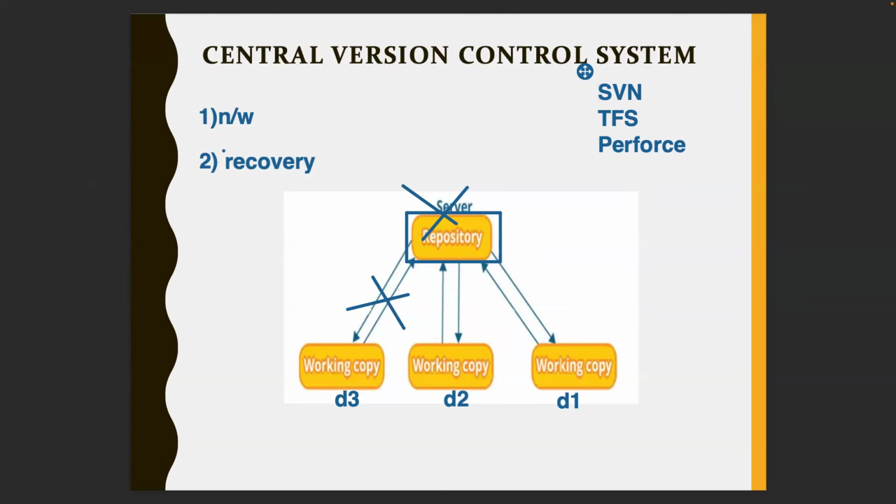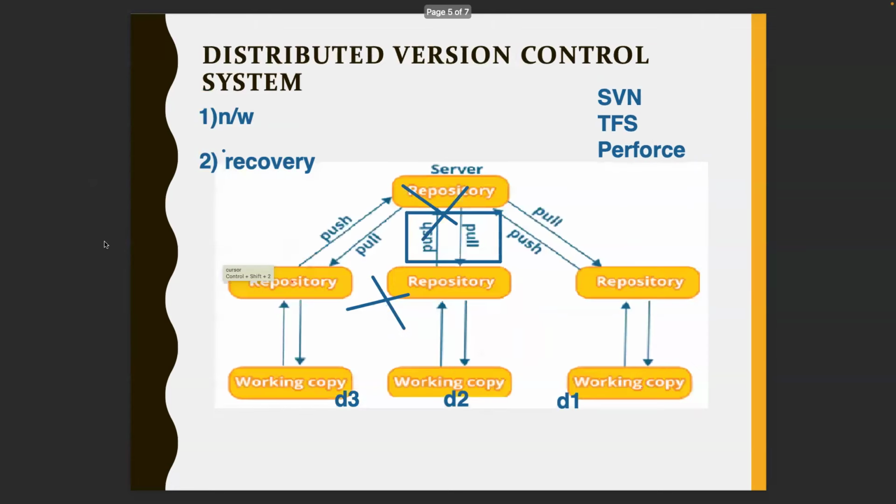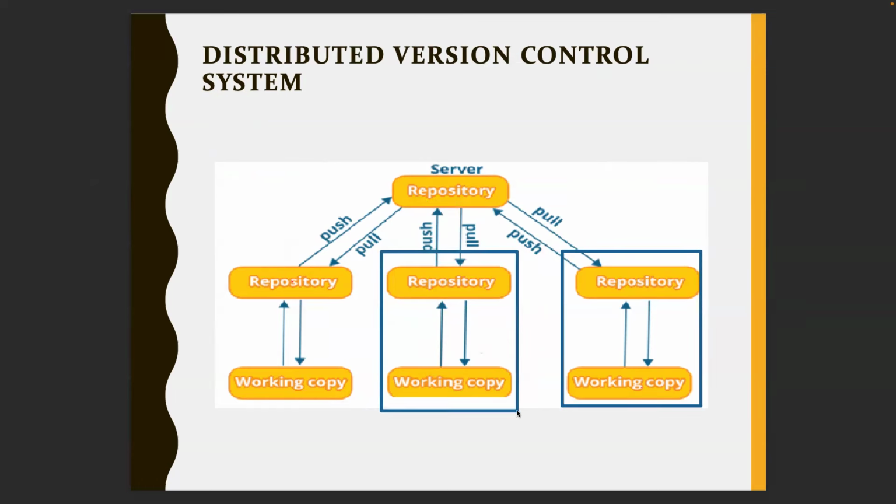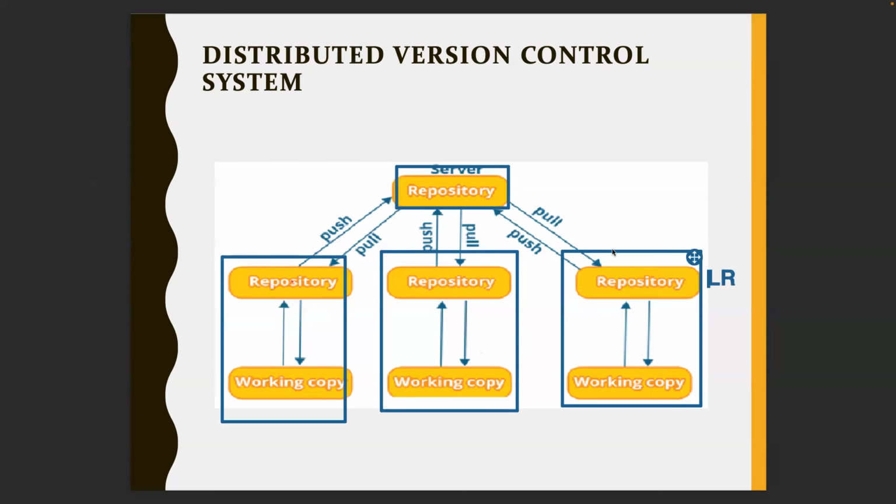To overcome these challenges and drawbacks, the distributed version control system came. And how this works, if you see here, this is the workstation of an individual collaborator. And as usual, this is the central server or remote repository. There are two repositories here: the central server or remote repository, and this is the local repository. Every contributor has their own local repository, which is a copy of the central repository.